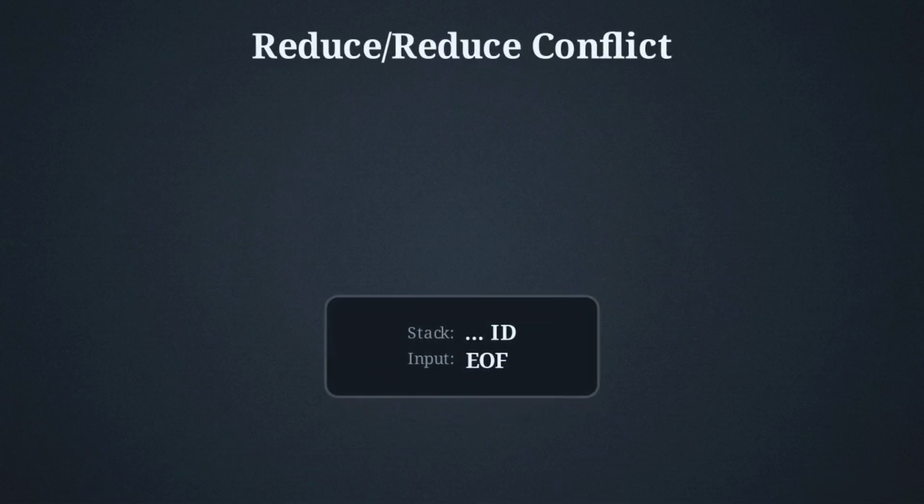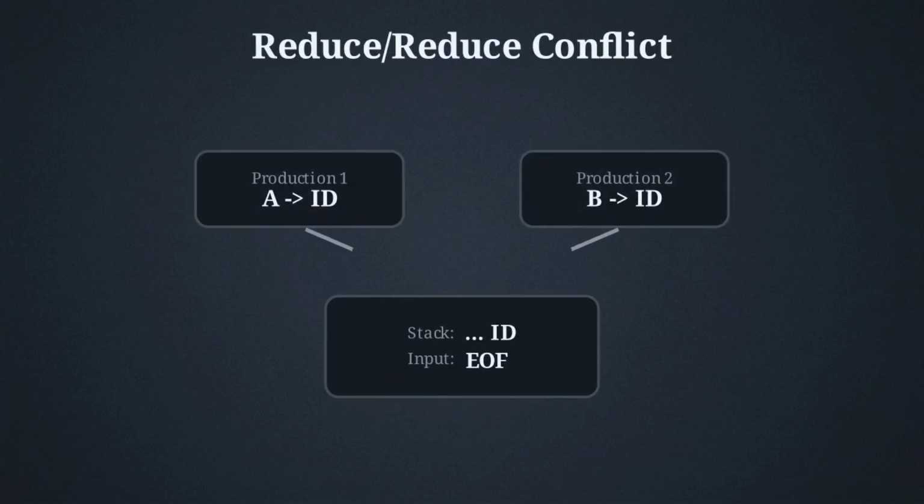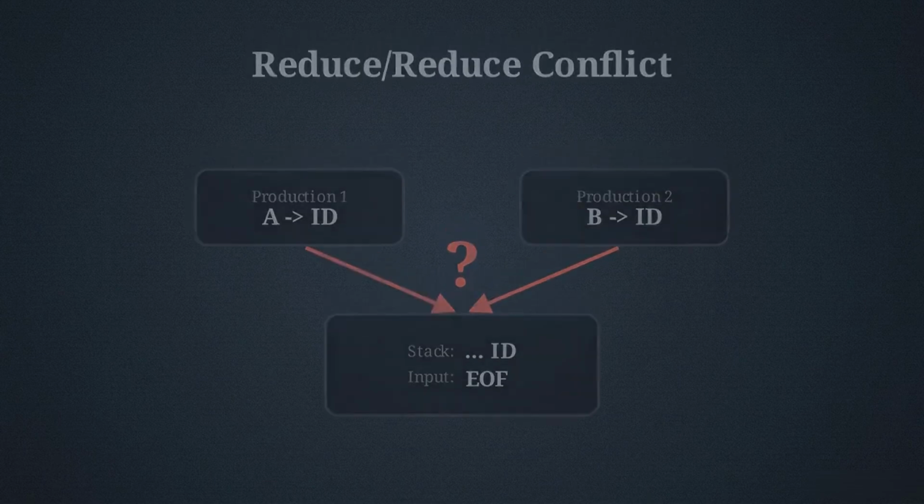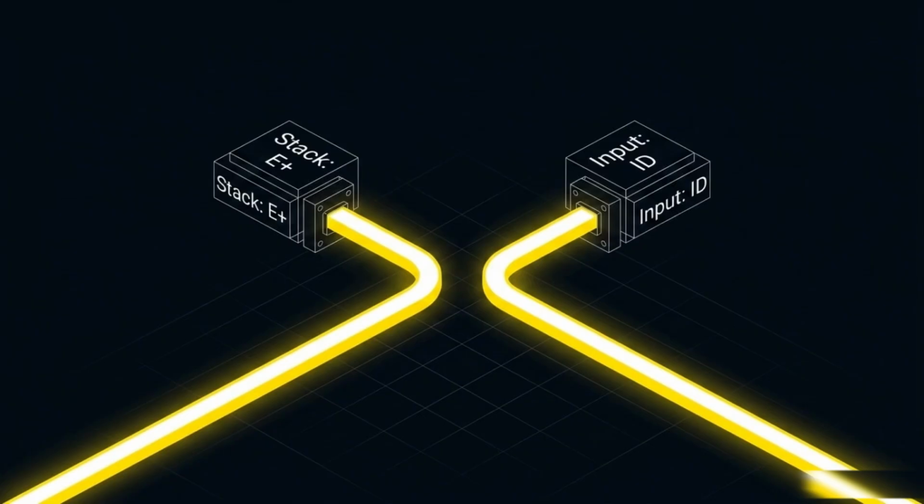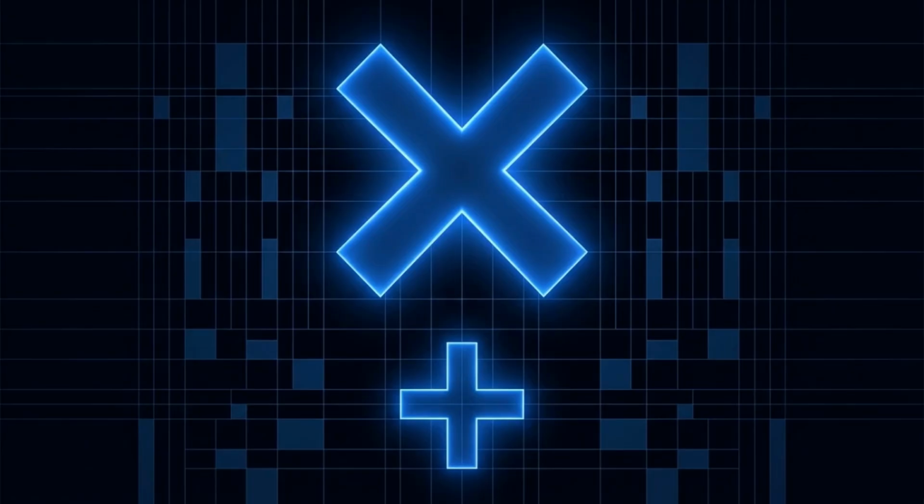There is also the reduce-reduce conflict. This happens when the same stack contents match two different grammar rules simultaneously. The engine is stuck choosing between two different paths of condensation. Because the basic shift-reduce engine only looks at its current stack and the next token, it is frequently paralyzed by these points of ambiguity. We can resolve specific math-based ambiguities by using operator precedence parsing.